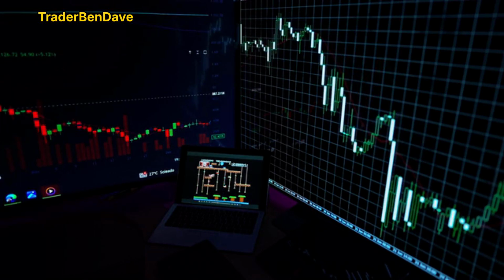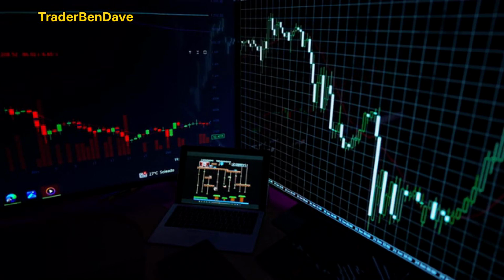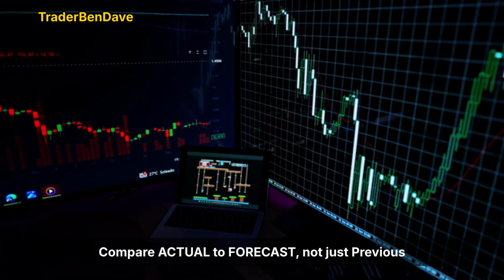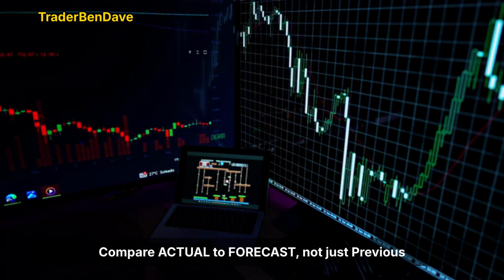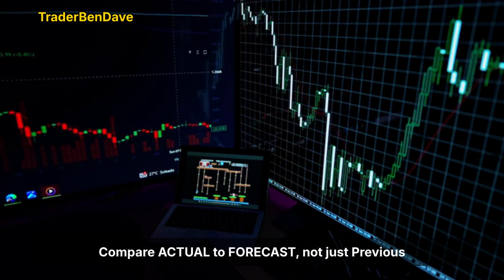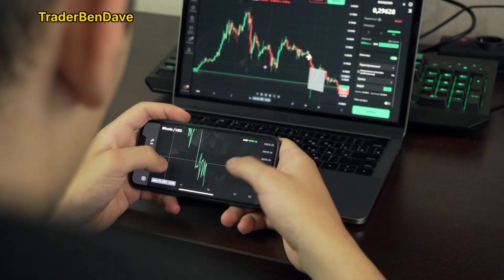Now, for each event, you see three numbers: actual, forecast, and previous. Previous is what the number was last time. Forecast is what economists expected this time. Actual is what really happened. Here's the key skill: compare actual to forecast, not just to previous.